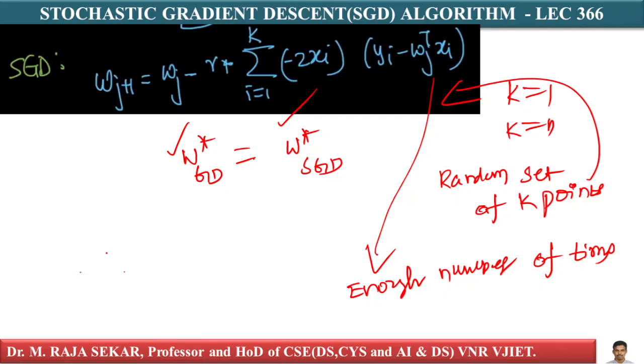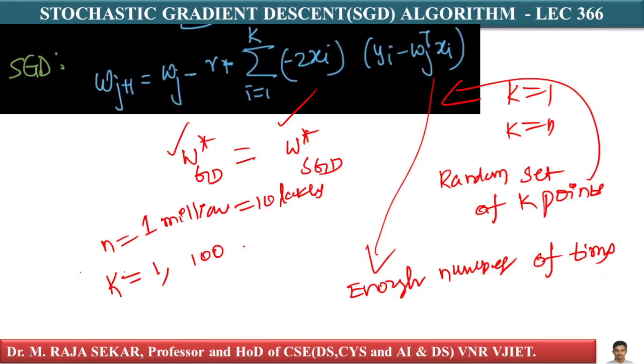Let's assume n equals 1 million. 1 million means 10 lakhs. Your k could be 1, or it may be 100, or it may be even 10,000, or 1 lakh. What is the condition? Your k must lie between 1 and n. Any number is all right.